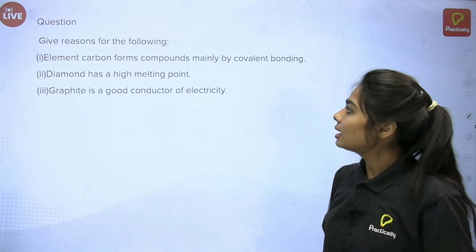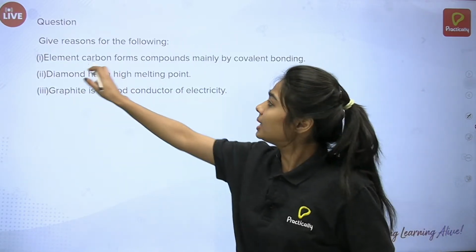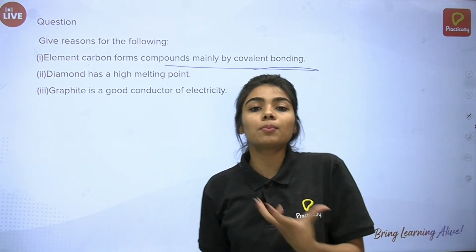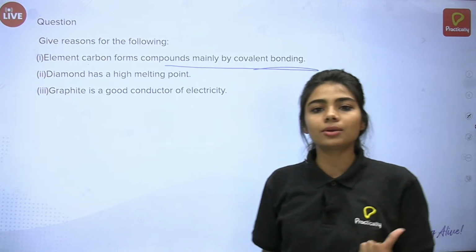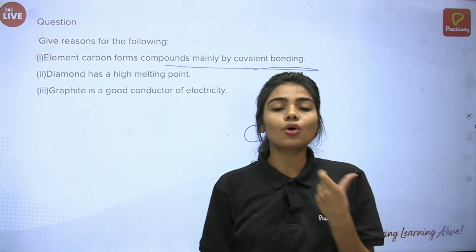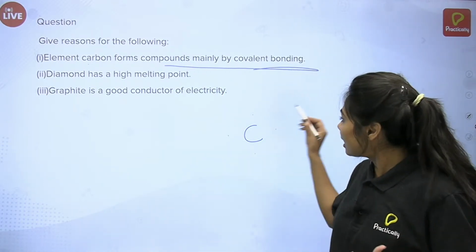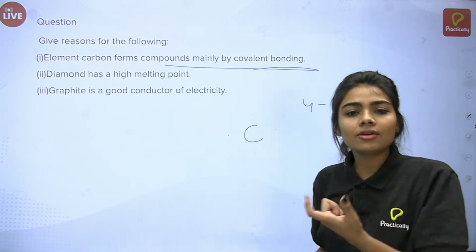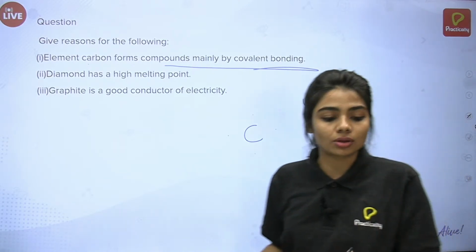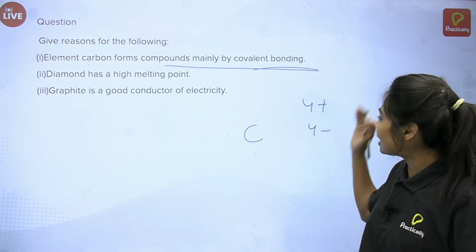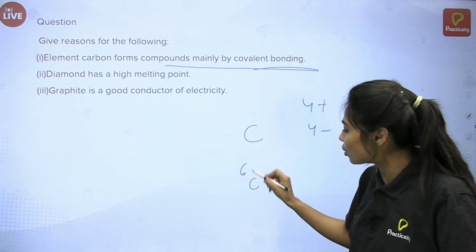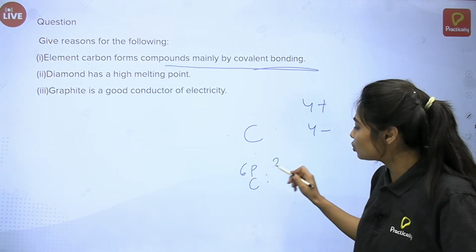Next, give reasons for the following. Element carbon forms compounds mainly by covalent bond. Why is it so? Why is bonding only by covalent bond, and why not ionic bond? If I talk about carbon, carbon has 4 valence electrons. That means it can either give the 4 electrons, forming 4 positive, or it will gain 4 electrons. If it gives 4 electrons, it will be left with only 2 electrons in the shell, and now 6 protons are holding these 2 electrons.